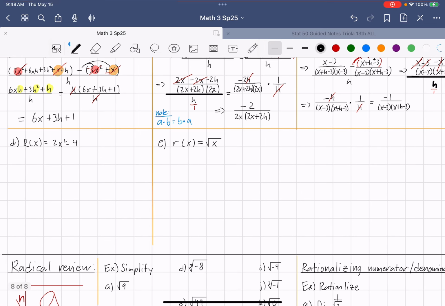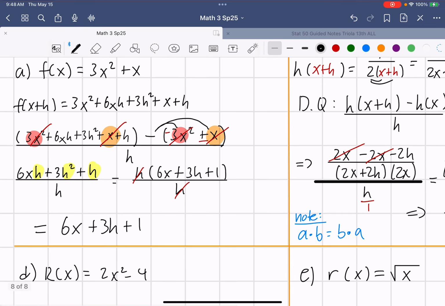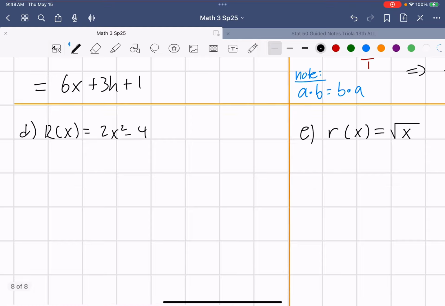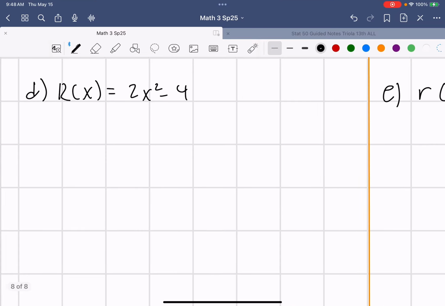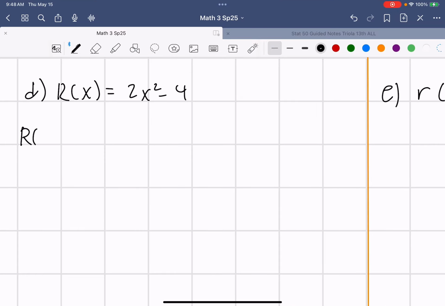And we have a couple more to try. This one's very similar to this first one. So let's go through this again. R of x plus h. Like I said, I like writing my parentheses a little bit bigger. I know x plus h is going to go in here.